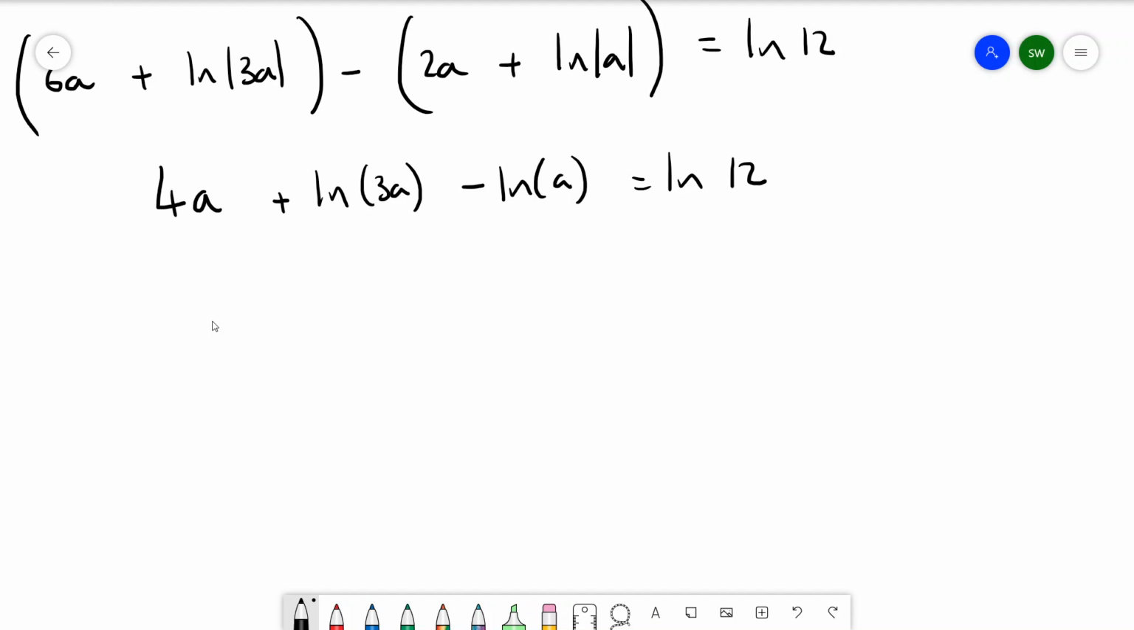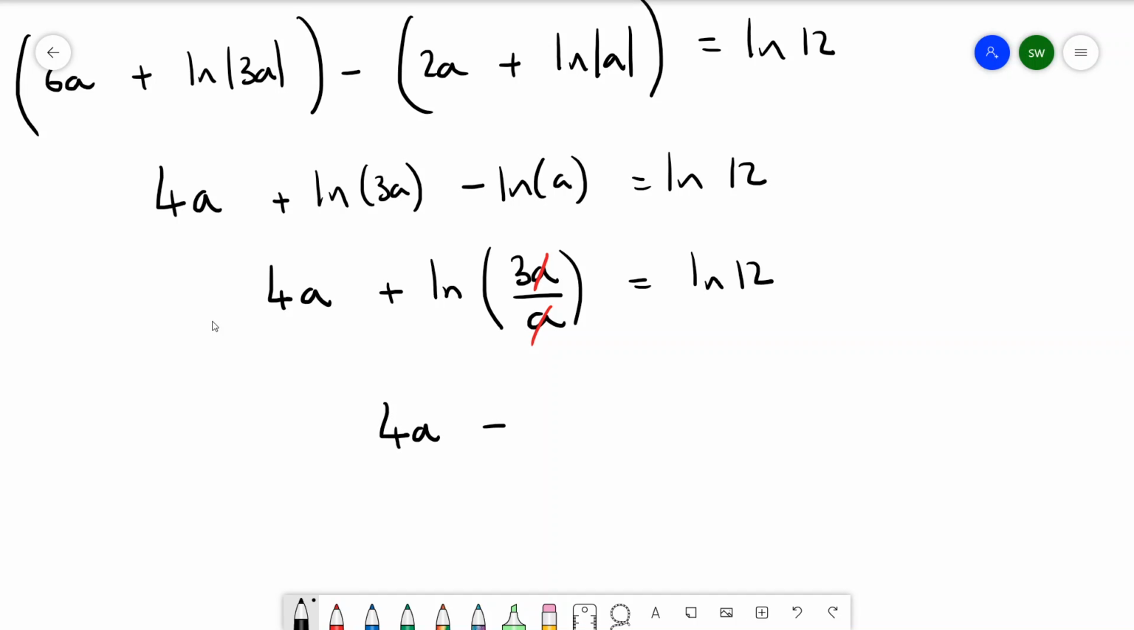So it's not immediately obvious what the best tactic for doing this is, but with log questions it's often useful to combine logs using log laws. So we've got log, one log subtract another log, so we know that we can write that as a single log, and that's going to be log of 3a over a. And that helps us because now the a's inside the log are going to cancel. So we're going to have 4a plus log 3 equals log 12.